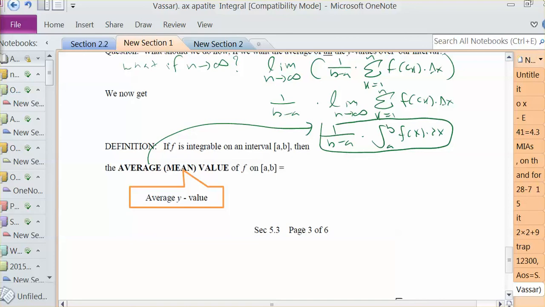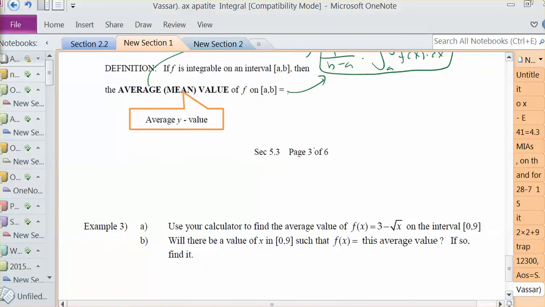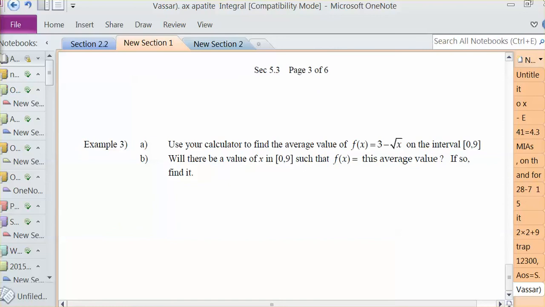So that's basically what we get, just right there. So let's do an example that deals with that, and then I can end this video and you guys can do some work in class.